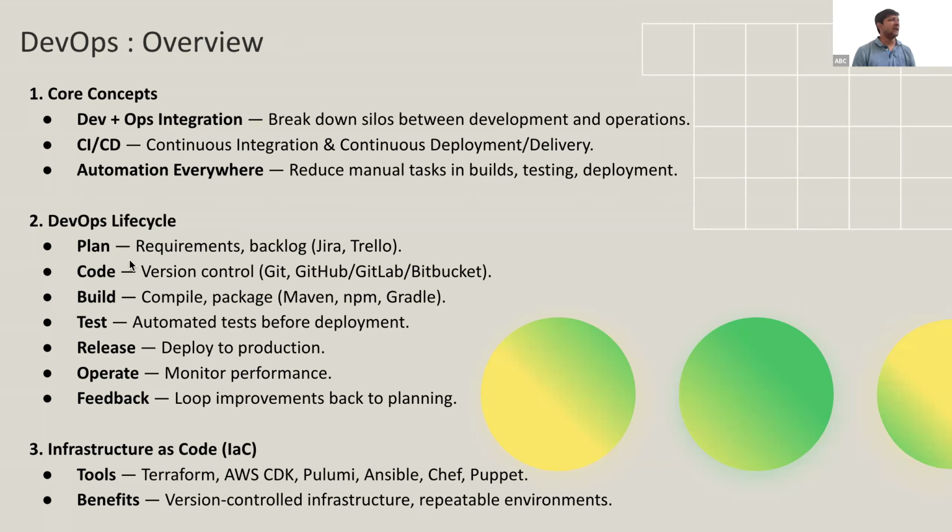So in the DevOps lifecycle, they have to plan. Just like any other software development, for the infrastructure also, for DevOps also, you have to really plan, code, build, test, release, operate, and get the feedback. So this entire cycle has to be carried out. For infrastructure as code, there are tools. Terraform is something that I've used, Ansible I've used, Puppet I've used. Benefits, I don't know about others, but benefits are version-controlled infrastructure and repeatable environments.